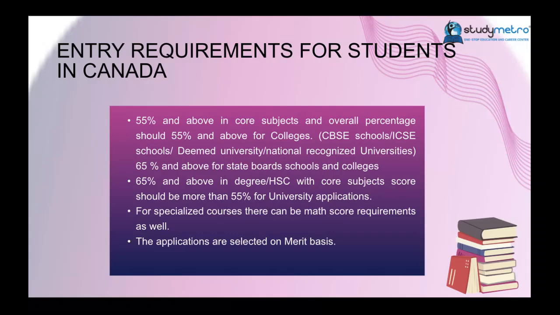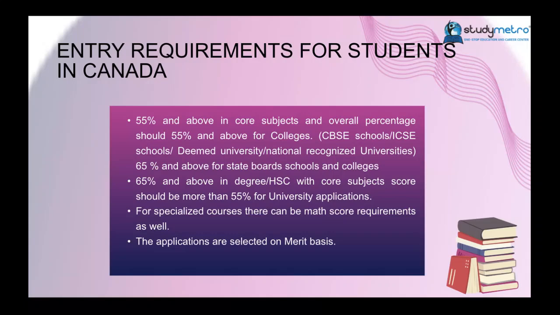When we talk about universities, mostly universities under UG offer associate degree programs or bachelor degree programs, which have academic eligibility criteria of 65% and above in class 12. Similarly, for master's degree programs or post-baccalaureate diploma programs, the academic eligibility criteria would start from 65% and above in their previous bachelor's, which they have already taken in their home country.